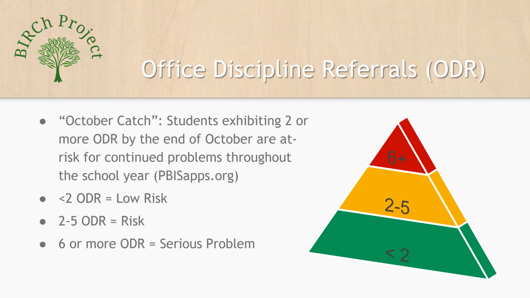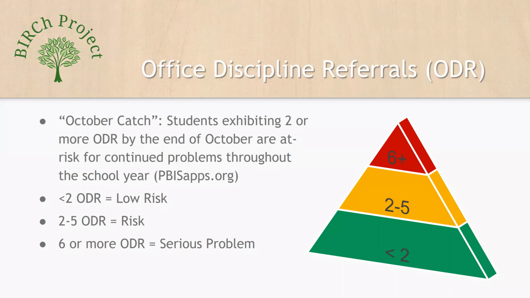Office discipline referrals are useful because they often align with our school-wide system of positive behavior supports. It also gives us a universal way to record and identify behaviors that may be problematic. Generally speaking, students who exhibit more than 2 ODR are at some risk for continuing to exhibit problems throughout the school year. 6 or more ODR in a school year may indicate a serious problem that warrants more intensive intervention.